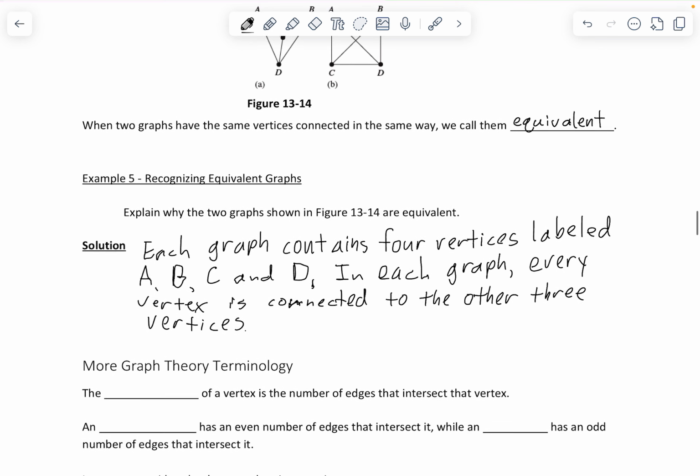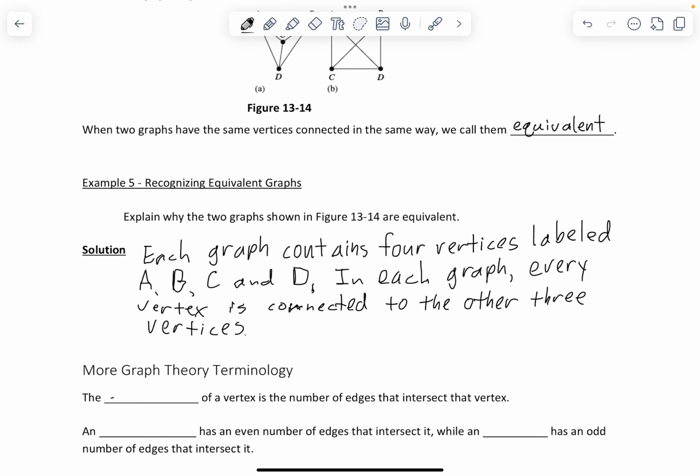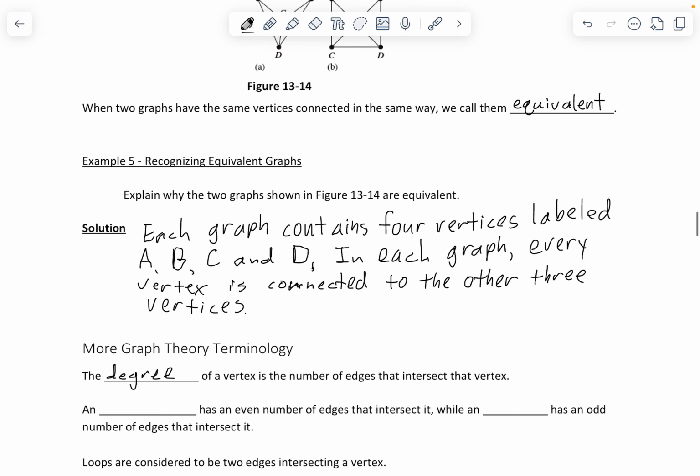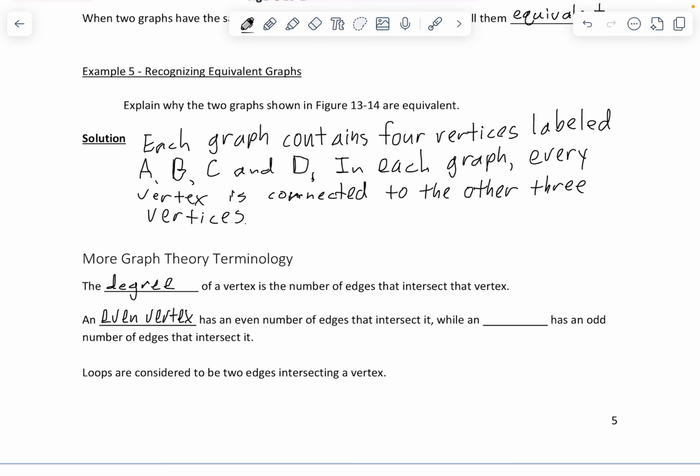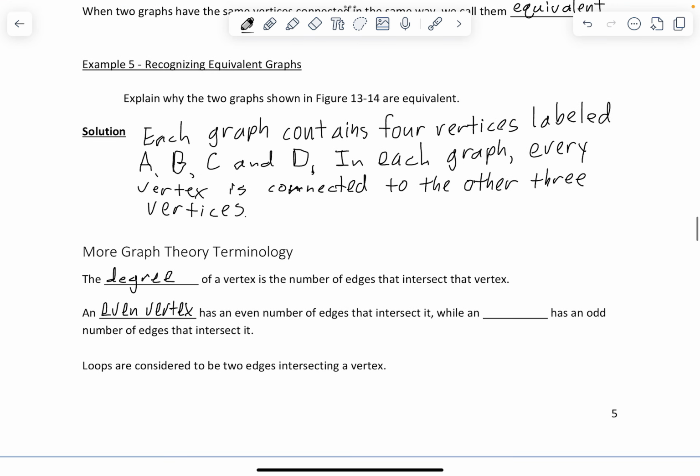Let's look at some more graph theory terminology. We say that the degree of a vertex is the number of edges that intersect that vertex. An even vertex has an even number of edges that intersect it, while an odd vertex has an odd number of edges that intersect it. Loops are considered to be two edges intersecting a vertex.